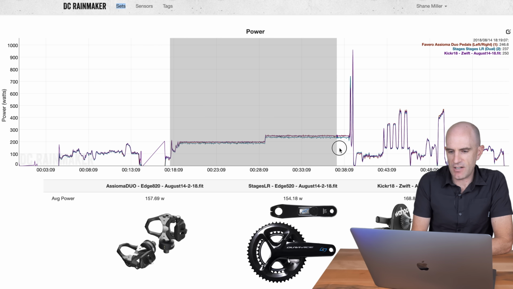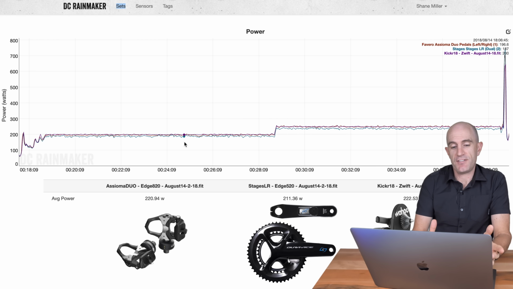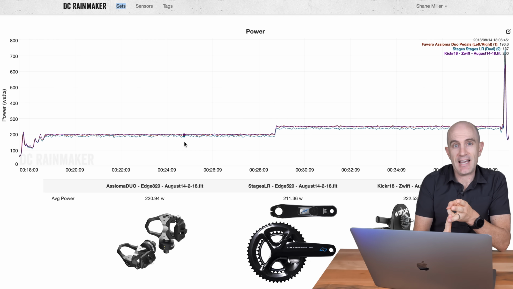And we can see here as we dive in, apologies if you're viewing this on a mobile phone, you won't be able to see it too well, but if you're on PC or a bigger screen, you can see what's going on here. Something's reading a little low. So the first test here was the Accelerometer Duos, the Stages left-right, and the Kicker 18.